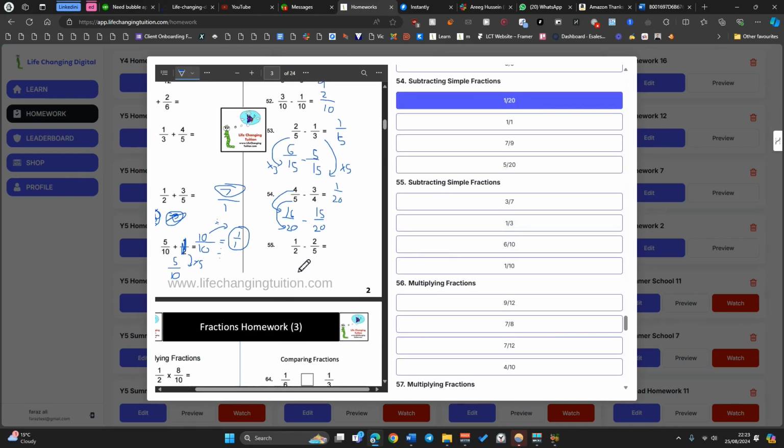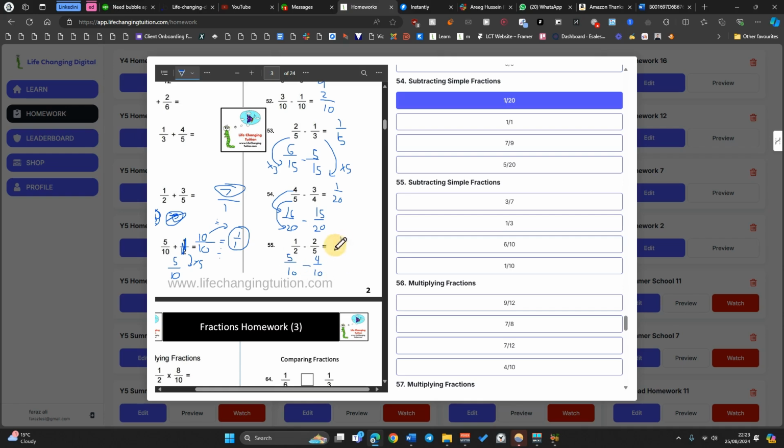Question 55. We can change these both to have 10 at the bottom, 5 at the top here, and that's going to be 2. So that's going to be 2 times 2, so it's going to be 4 over 10 at the top. We can minus these two.